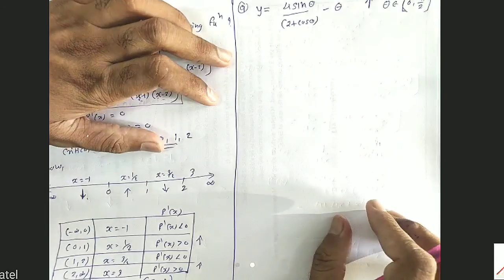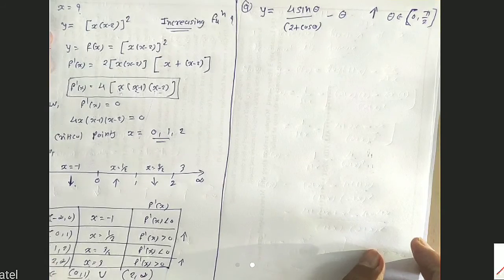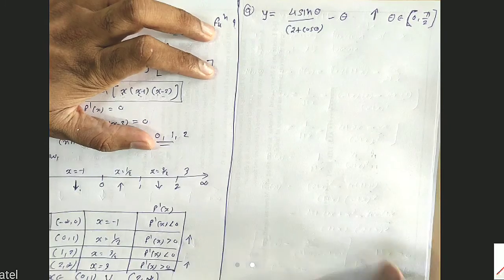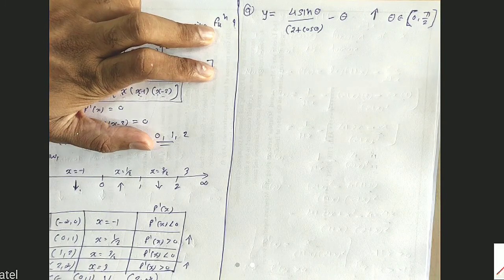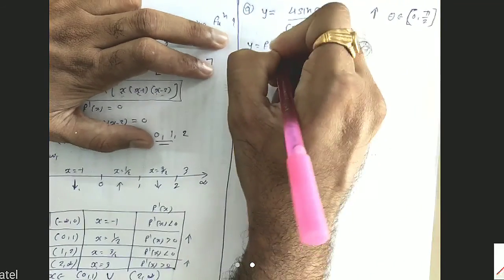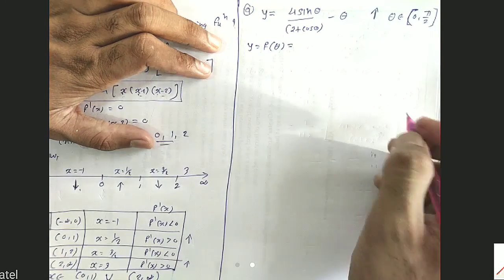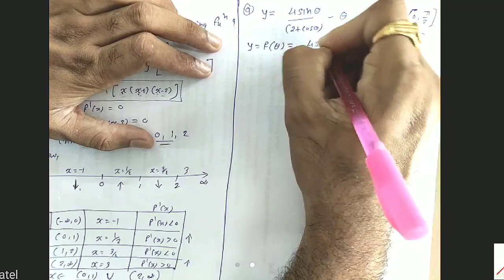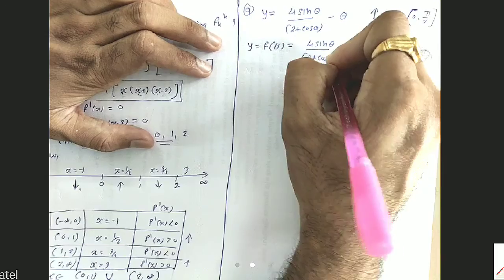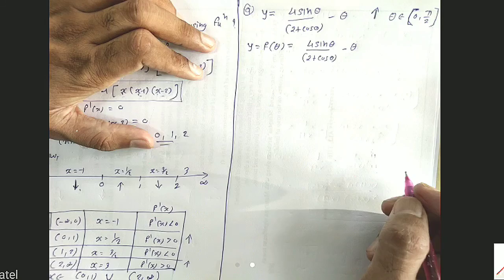You have to prove that given function y. Now, this is the function of theta, so you have to write f of theta. So given function is increasing function in theta belongs to 0 to pi by 2. So let's check it. We can take y equal to f of theta. This function is a function of the variable theta. So y equal to f of theta which is equal to 4 sin theta divided by 2 plus cos theta minus theta. First step, we have to obtain first order derivative.